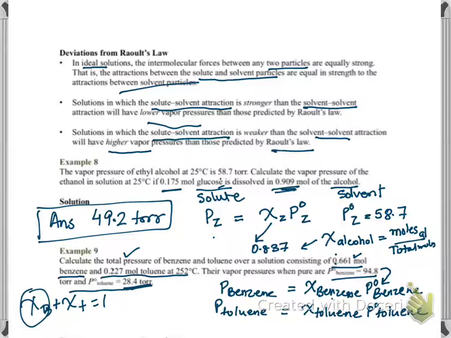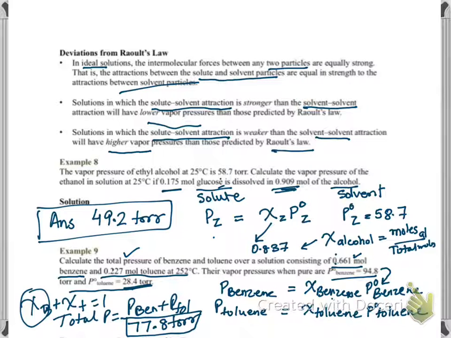So once you have the pressure for toluene, you're going to calculate the total pressure simply by adding these two, benzene plus toluene. And for this question, after adding everything, your final answer should be 77.8 torr. That should be your final answer after adding these two pressures.